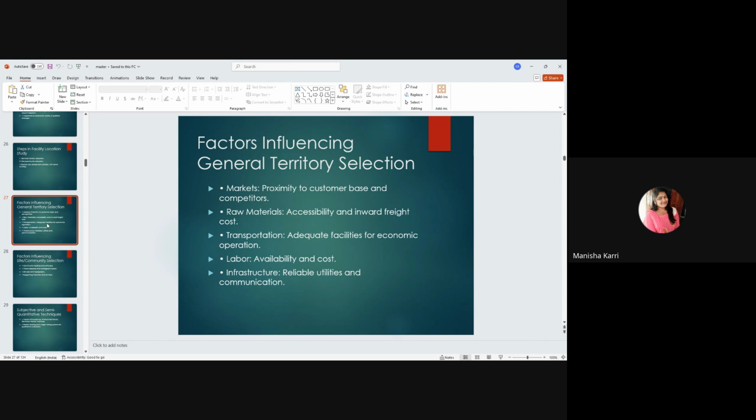Next, site and community selection. So what does community selection mean? Once the general territory is chosen, the next step is to select a specific site or community within the territory. Factors that could be considered in site selection are community support, whether the local community supports the facility or not, including some favorable regulations. Transportation links, such as highways and the airport.